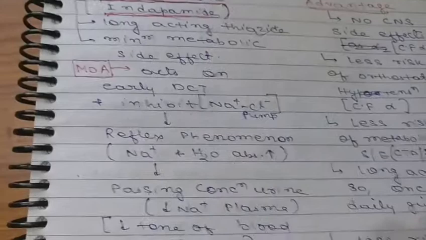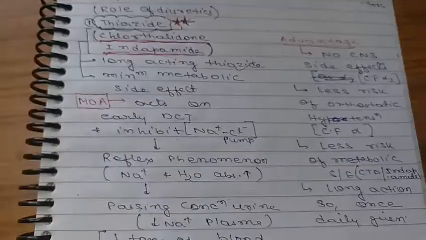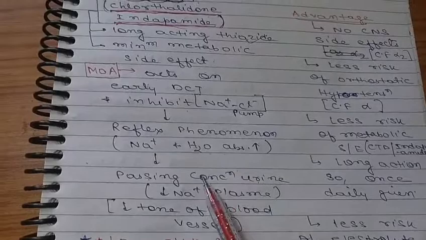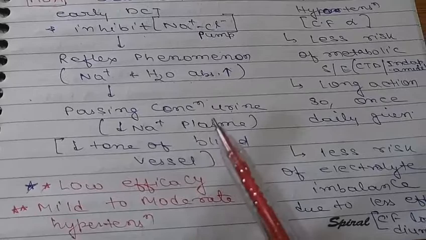If you pass concentrated urine, it means there is less sodium present in plasma. Although sodium is also absorbed, it is very less in quantity compared to when the sodium chloride pump is acting. Clear? So this lowering of sodium in plasma will decrease the tone of the blood vessel. Thiazides have low efficacy, and they are used in mild to moderate hypertension.